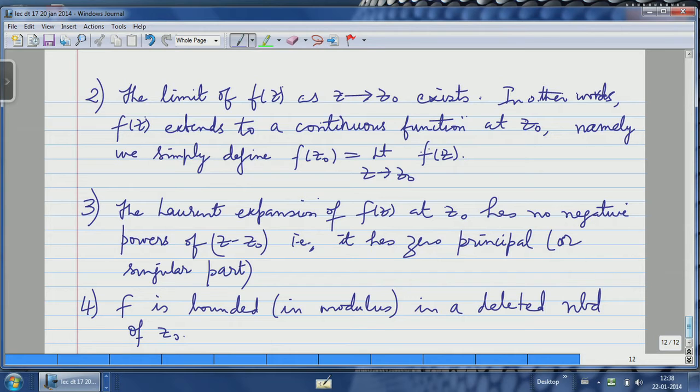That's very easy to see. Let me first tell you in words. Suppose you assume 2. Suppose the limit of the function as z tends to z naught exists. Then I can take the limit as z tends to z naught in the Laurent expansion. That this limit exists means there cannot be any negative powers of z minus z naught in the Laurent expansion, because if you have a negative power, it will be a term of the form a_n by (z minus z naught) to the power n, and that as z tends to z naught will go to infinity, and you cannot get a finite limit. So 2 implies 3 is obvious.